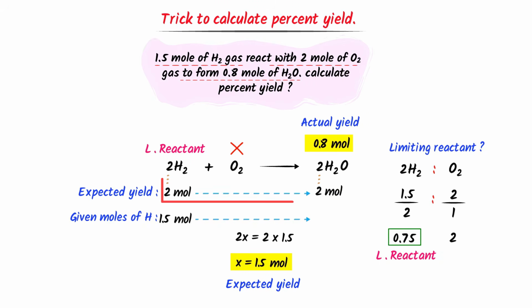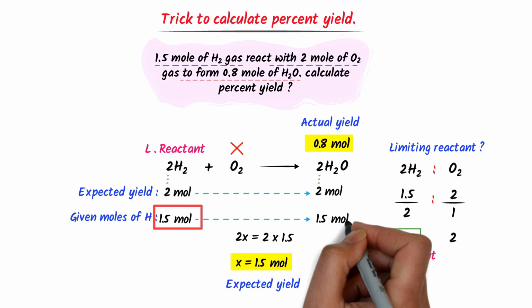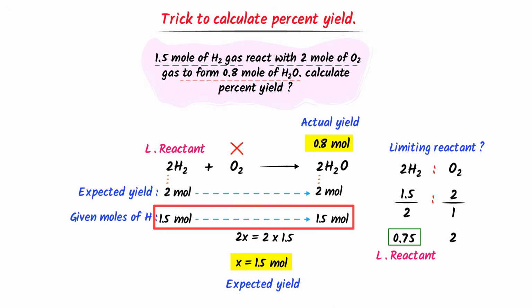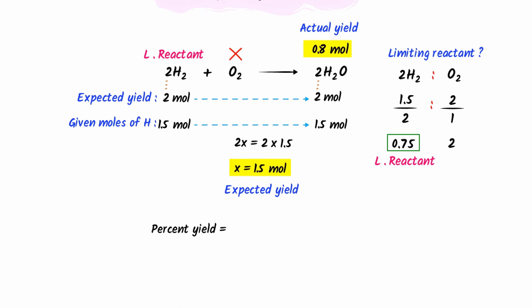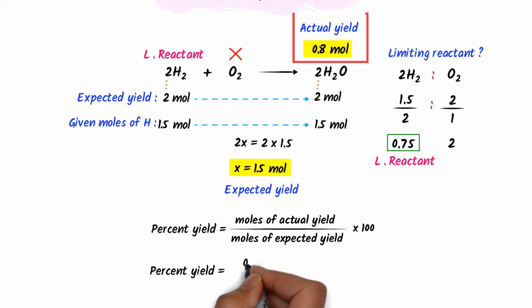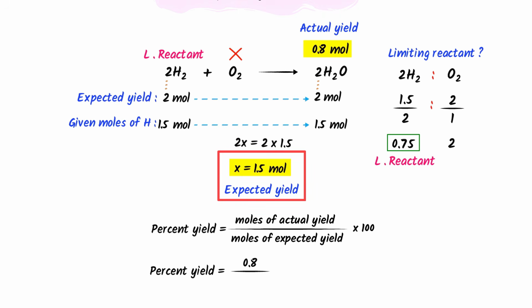Remember that if 2 moles of hydrogen with oxygen produce 2 moles of water, then we expect that 1.5 moles of hydrogen gas with oxygen will produce 1.5 moles of H2O. Now what about percent yield? Well, percent yield is equal to number of moles of actual yield upon number of moles of expected yield and 100. Here, the actual yield is 0.8 moles and the theoretical yield is 1.5 moles.